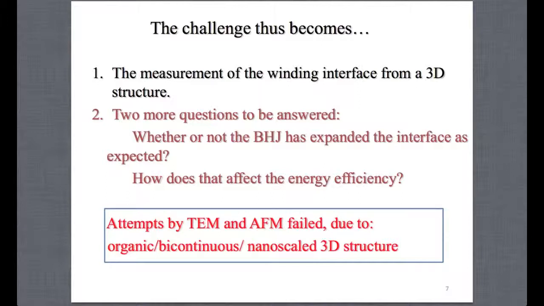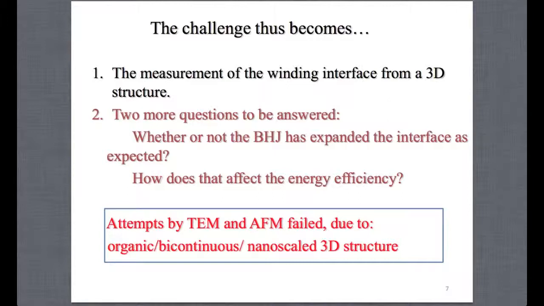Therefore, the challenge becomes the measurement of the winding interface from a three-dimensional structure, and by the measurement, we hope we can answer two more questions. The first is whether or not the bulk heterojunction has expanded the interface as expected. And the second, how does that affect energy efficiency?